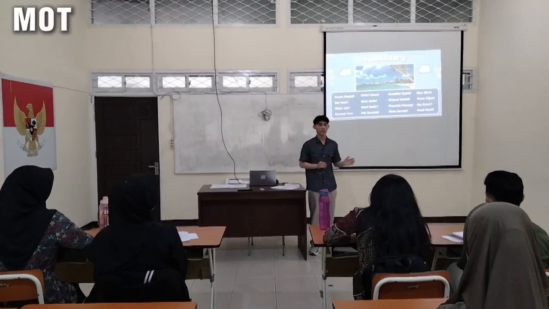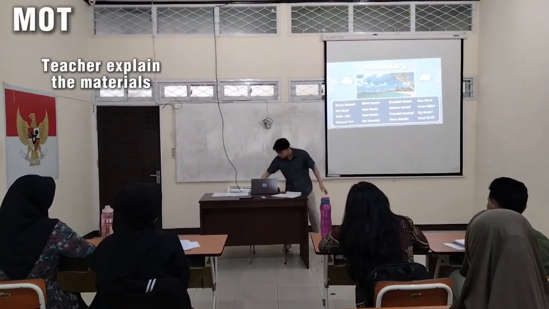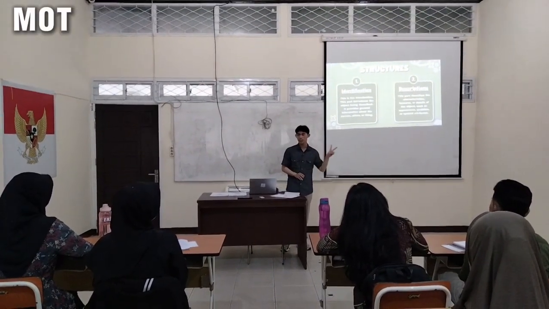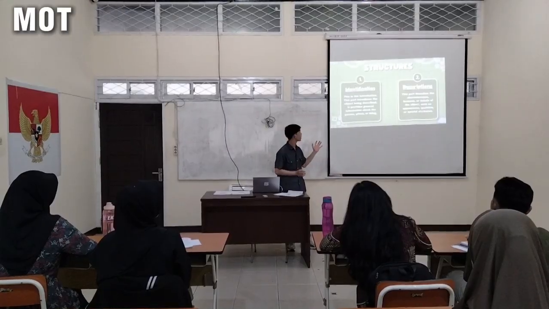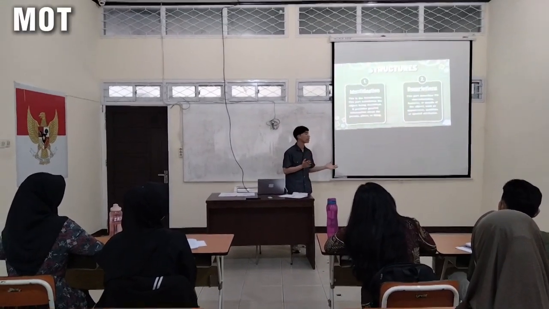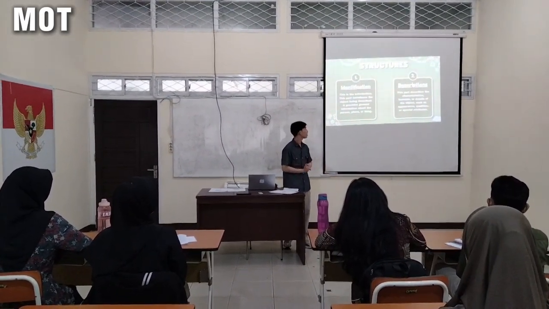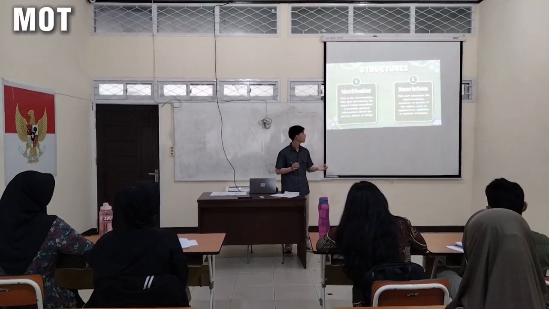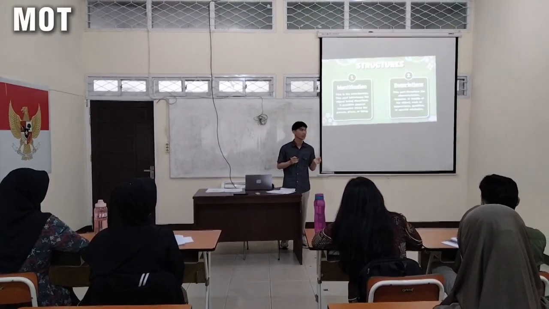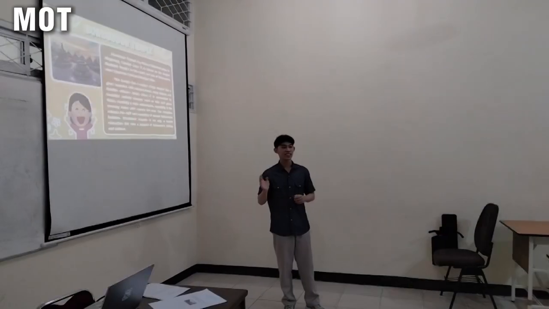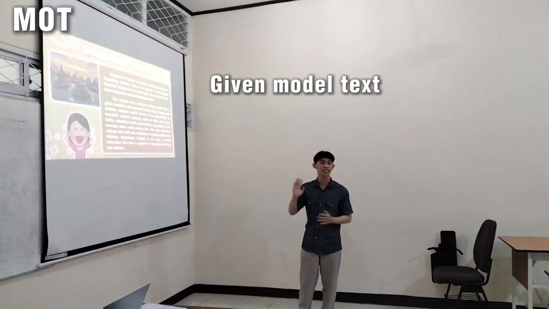Students, now let's move on to the next slide. We will talk about the genre structure of descriptive text. So here we have two structures. First, identification. In this part, you introduce the object being described and provide general information about the person, thing, or place. And then the second one is description. This part describes the characteristics, features, or details of the object, such as appearance, qualities, or special attributes.